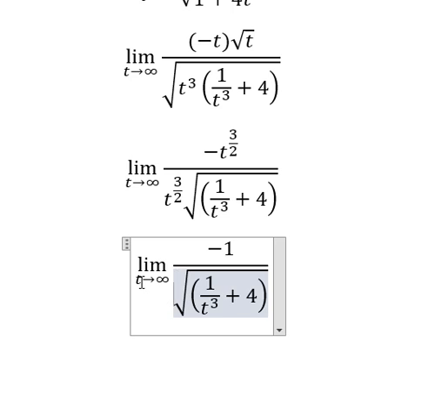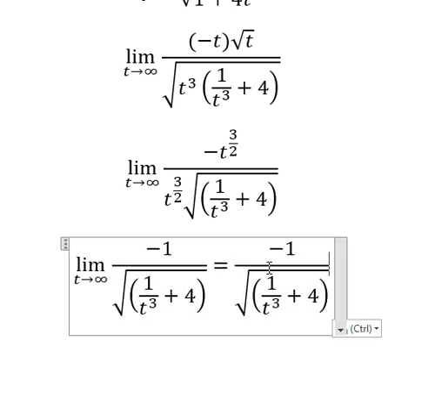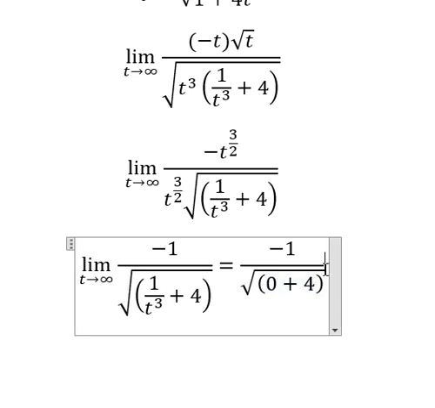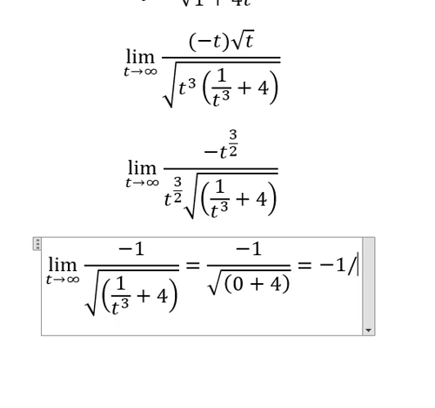Next, when t approaches positive infinity, 1 divided by positive infinity, you get 0. And now we have the final answer. This one we have negative 1 over 2.